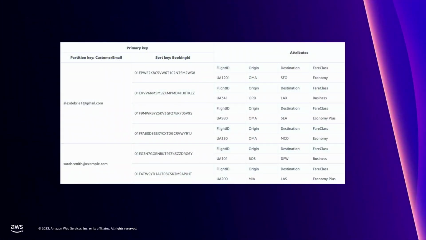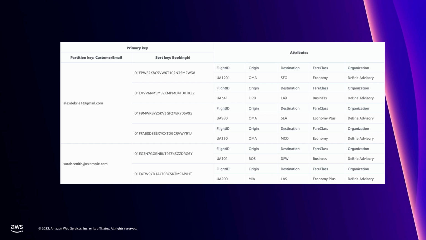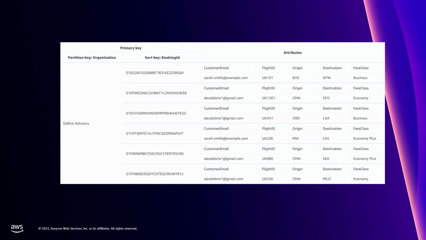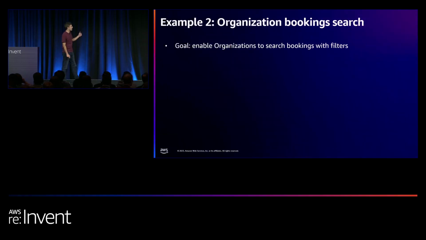So if we have all those bookings there, maybe we have this organization column as well. We set up a GSI that allows us to get all these bookings for a particular organization, right? So this is our goal. This messes up our math, right?